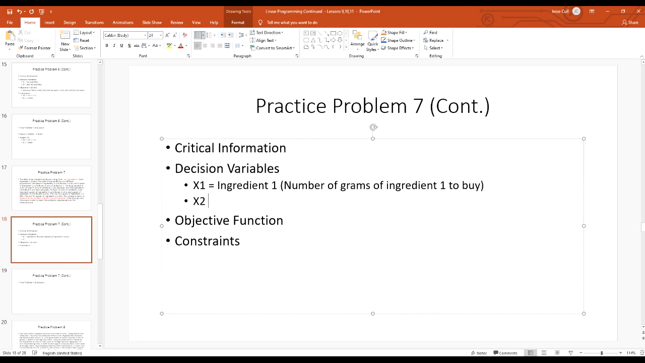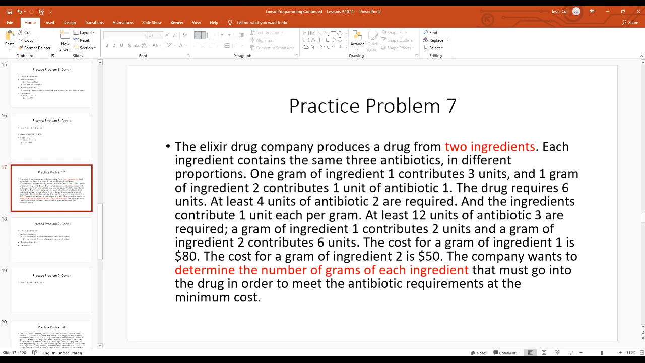And x2 is equal to ingredient 2, and that's the number of grams of ingredient 2 to buy. Now we come down here and we have to find our objective function. And our objective function is relating our decision variables, in this situation ingredient 1, ingredient 2, to our ultimate objective. And our ultimate objective is meeting the antibiotic requirements at the minimum cost.